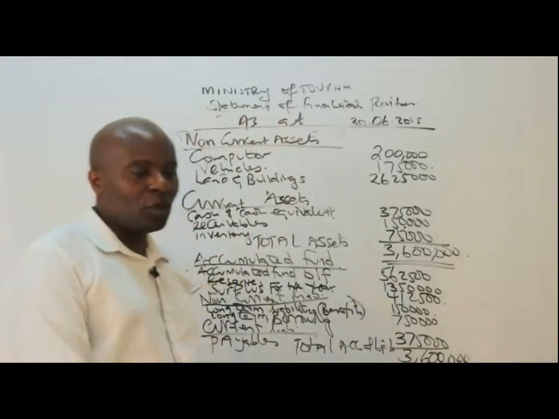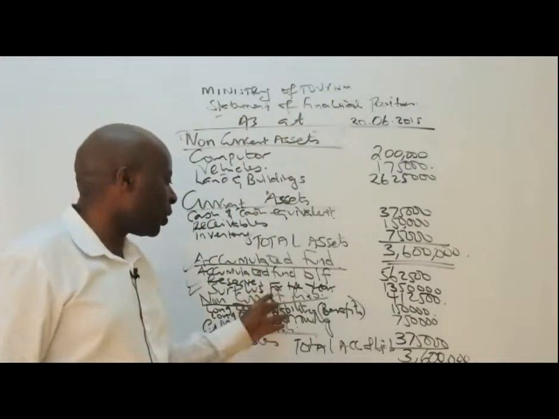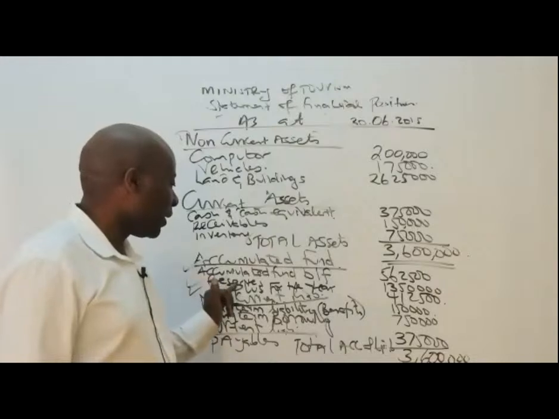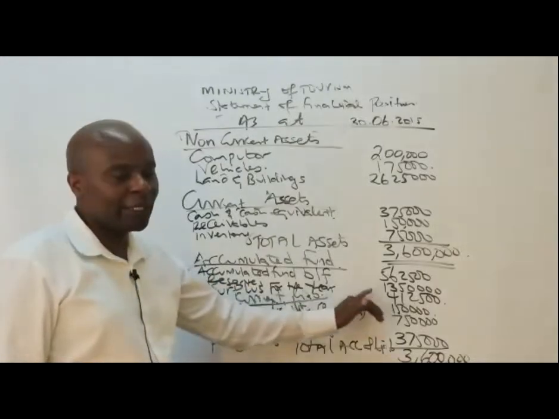So if whatever we got here was a deficit on the other side, then the deficit automatically would have been subtracted from here.